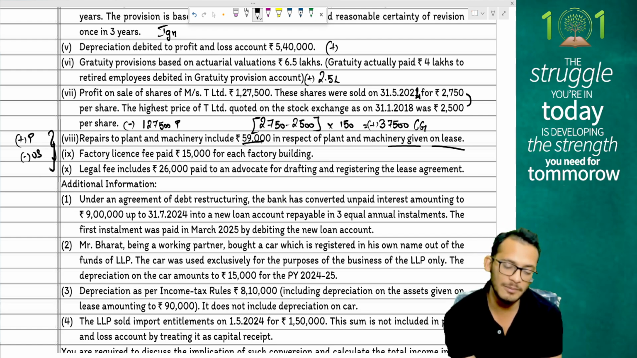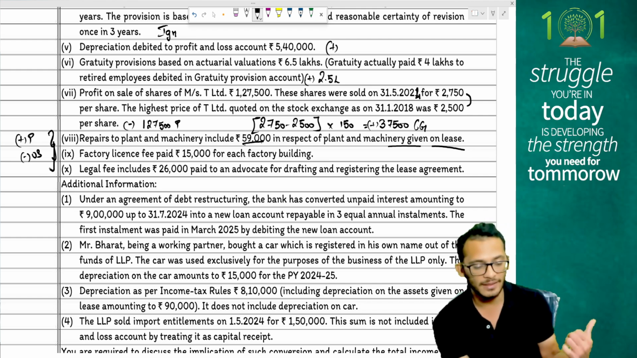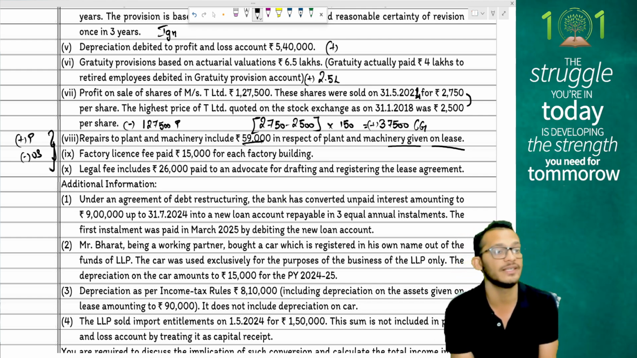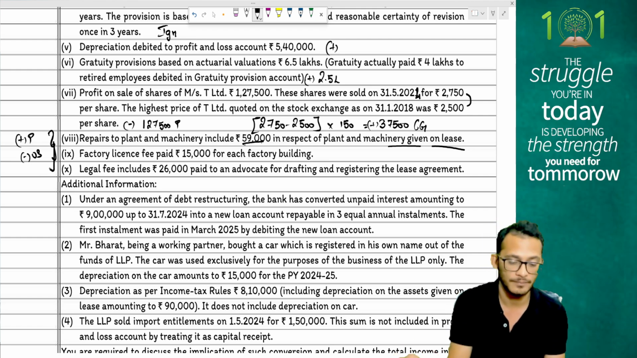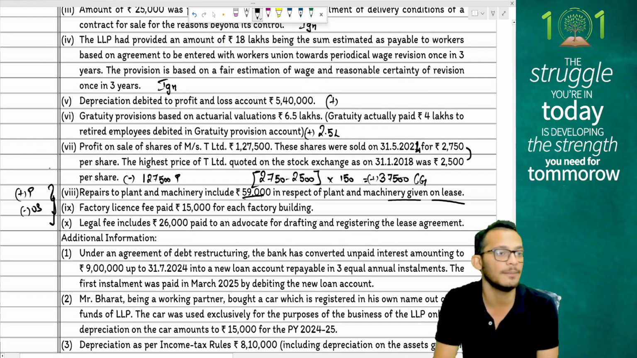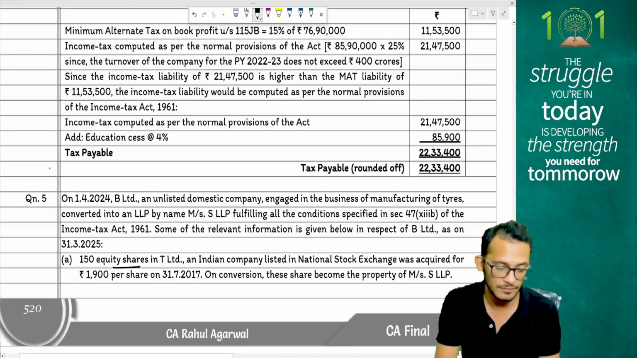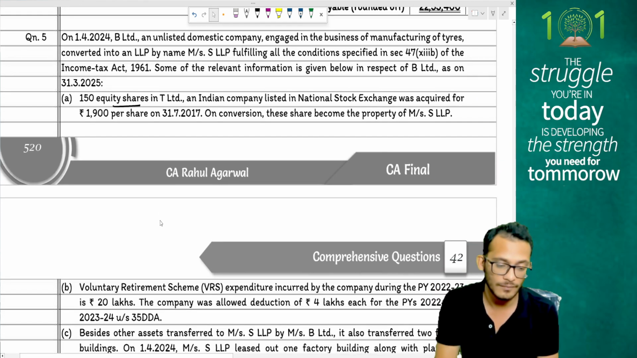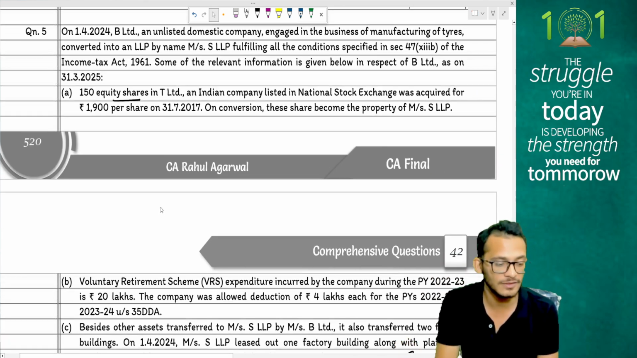But here's the question, people. It says the bank has converted unpaid interest amounting to 9 lakhs on 31st July into a loan repayable in installments. My question is, this 9 lakh rupees of interest which you're seeing, is it of past years or the current year? So up to the middle of the year, no? Is it from April to July, or is it before April also? When did this thing happen? It happened on 1st April 24.